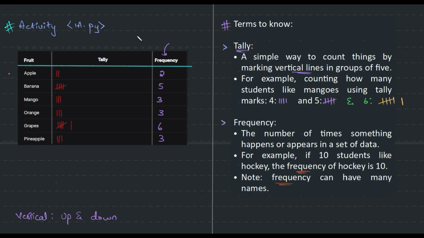This frequency in this case can be number of people. The heading could have been something else, number of people. So it can be any name, right? Frequency can have many names. So you don't need to memorize anything over here. Just understand the idea.